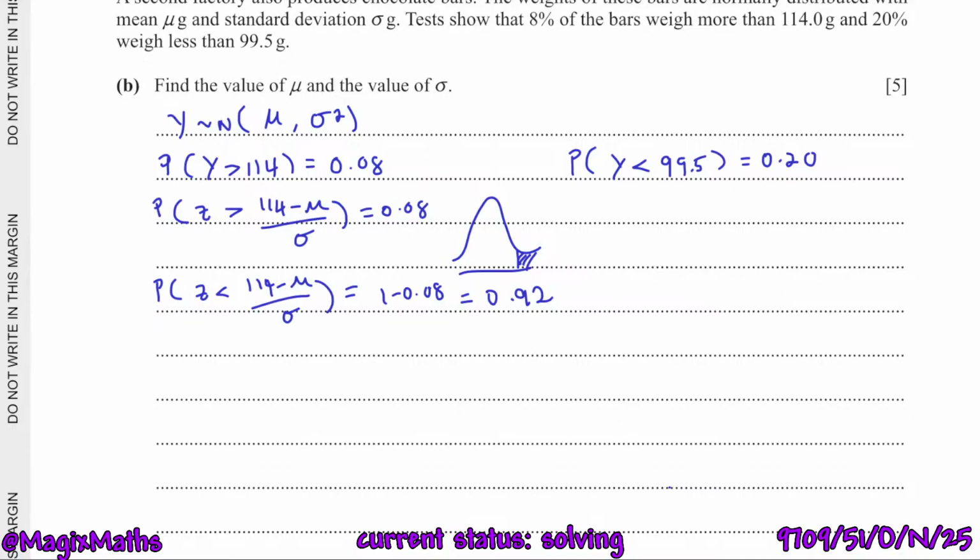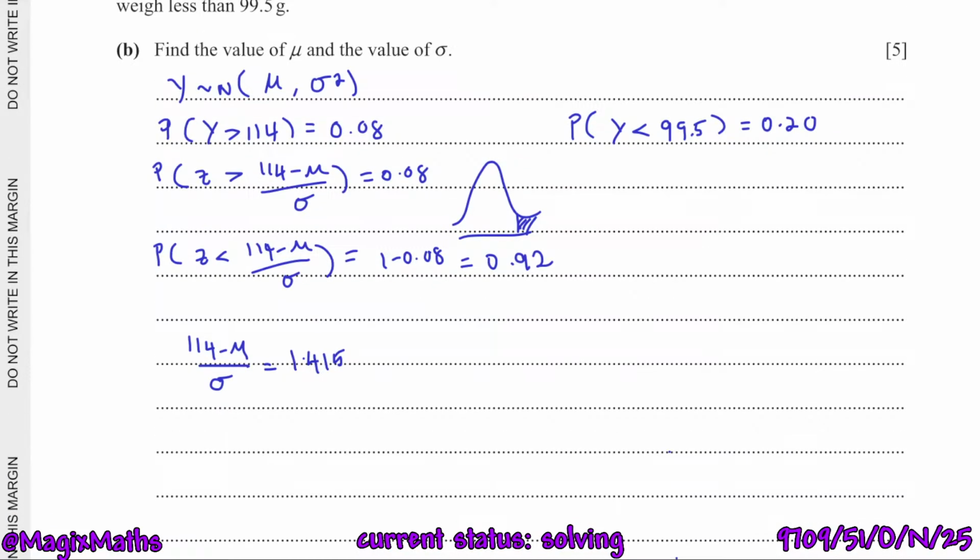0.92. So we look for a 0.92 in the table. So that should be 1.415. My bad. This should be 1.415. Let me double check that. 1.415 is 0.9200.